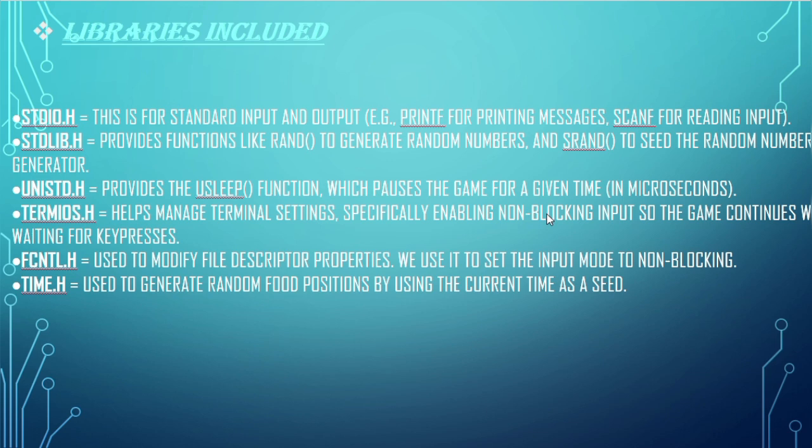Then we have fcntl.h, which is slightly like termios.h, and is used to modify file descriptor properties, and we use it to set the input mode to non-blocking. Then we have time.h, which generates the random food position using the current time as a seed. The time.h library plays with the time and date in C code. So for the current time we put the random food position, therefore we have used this time.h library.